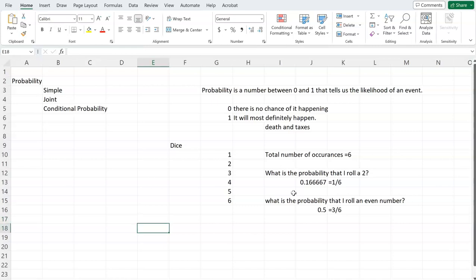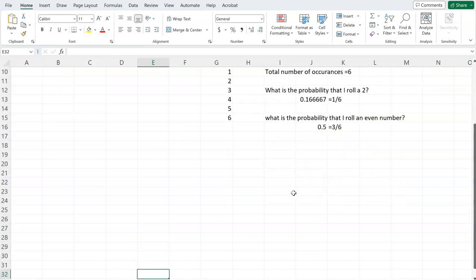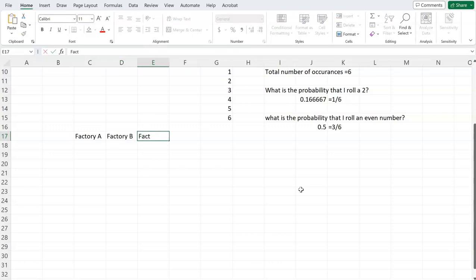Now, this was an example of simple probability. Now let's look at a table, and let's look at something that we may call joint probability, and then some other examples of probability. So let's say we have 3 factories: factory A, factory B, and factory C. And they produce a number of items.